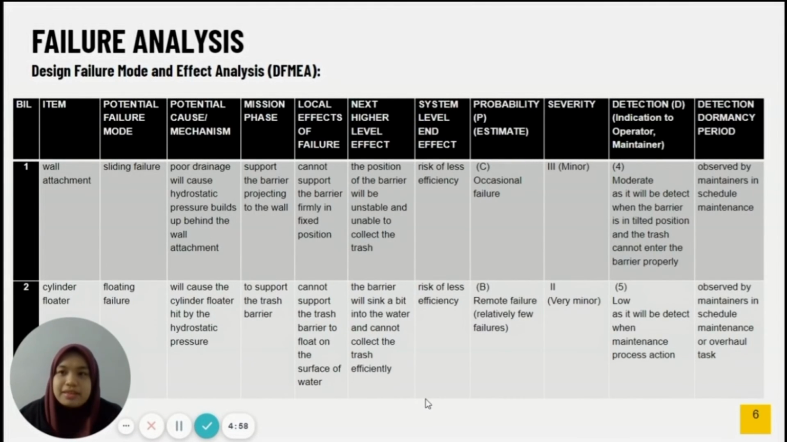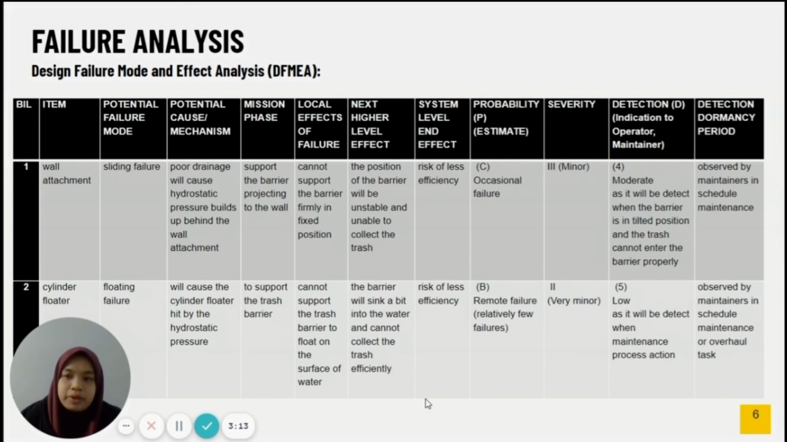Failure analysis, design failure mode and effect analysis. We have two items, wall attachment and cylinder floater. For the wall attachment, the potential failure mode is a sliding failure. For the cylinder floater, it is a floating failure. For the probability, for the wall attachment it is C, occasional failure. For the cylinder, we choose B, remote failure, relating to few failures.